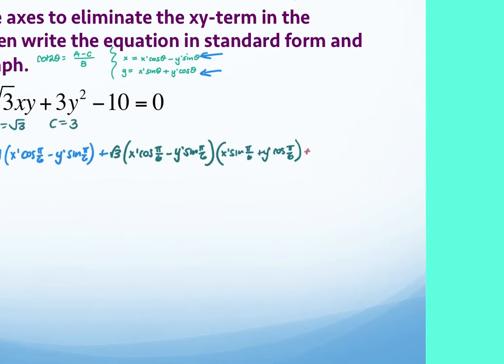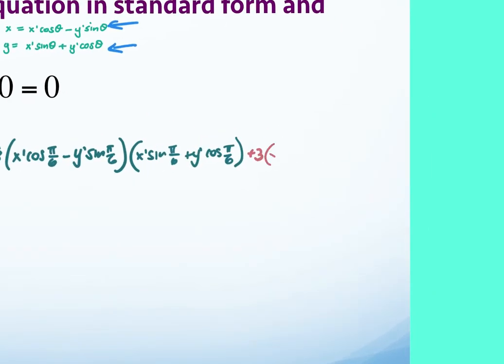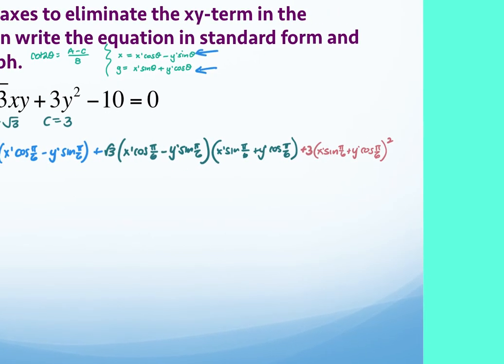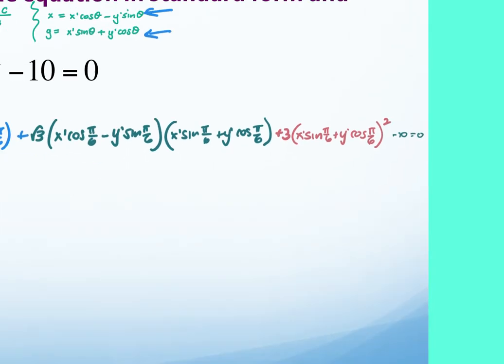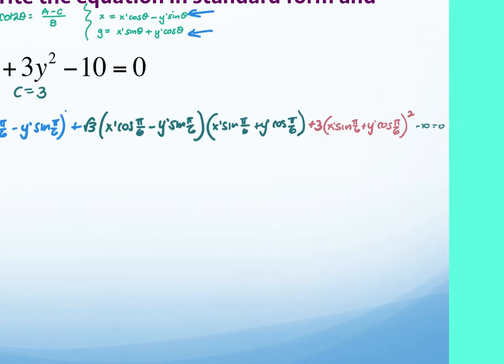Plus 3y, which is (x prime sine pi over 6 plus y prime cosine pi over 6) squared. No, if it's y, it's plus, squared. And then minus 10 equals 0. Did I square this first one? No, this is also squared.